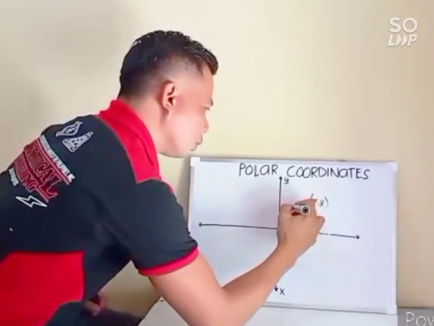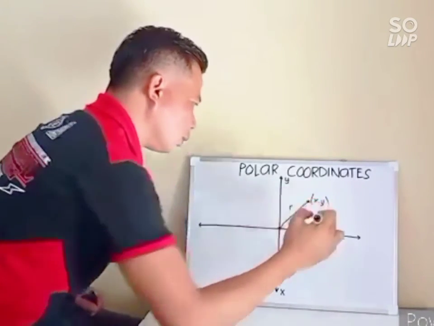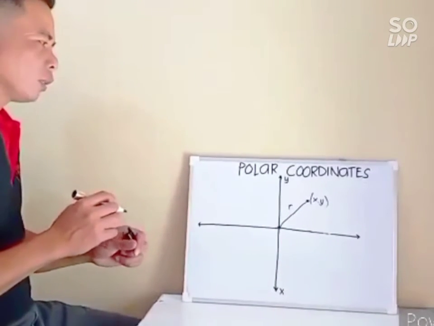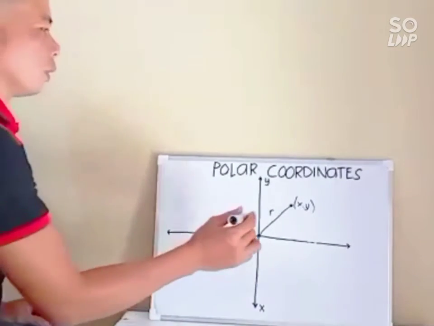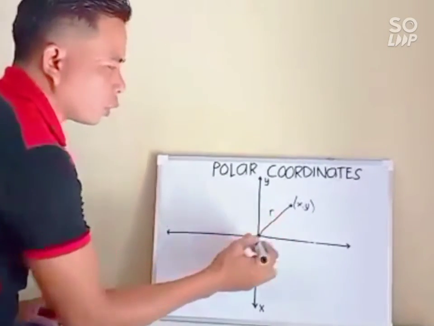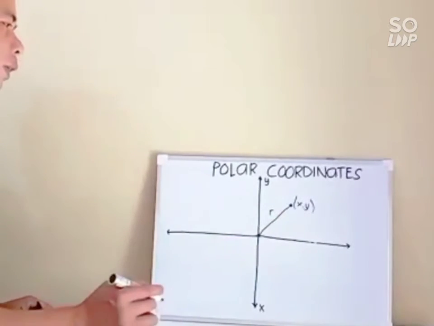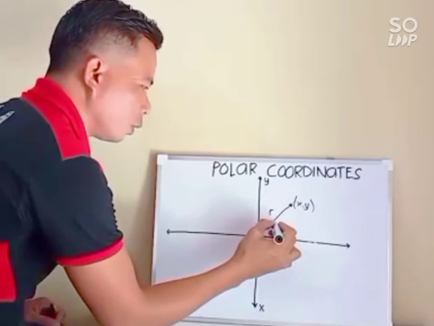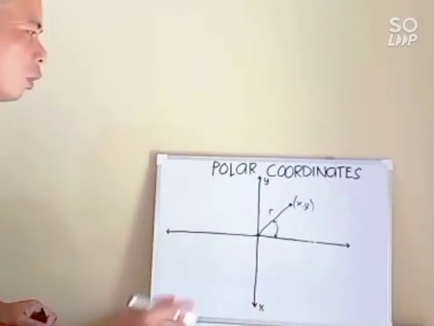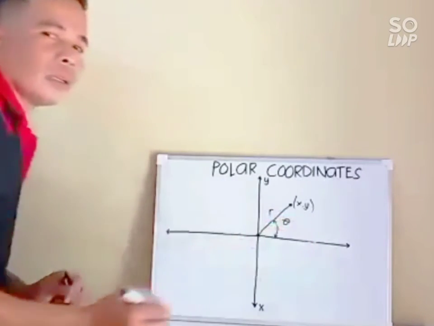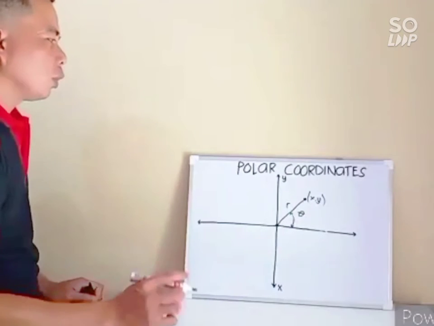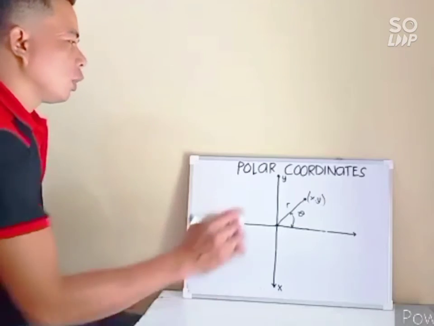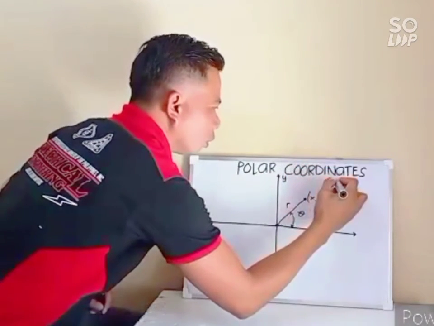So we are going to use r, but with only one variable we could not define this point here. So we are going to use the polar angle. This one is called the polar angle, or theta. So in the polar coordinate system, we define a point using the r and theta variables.